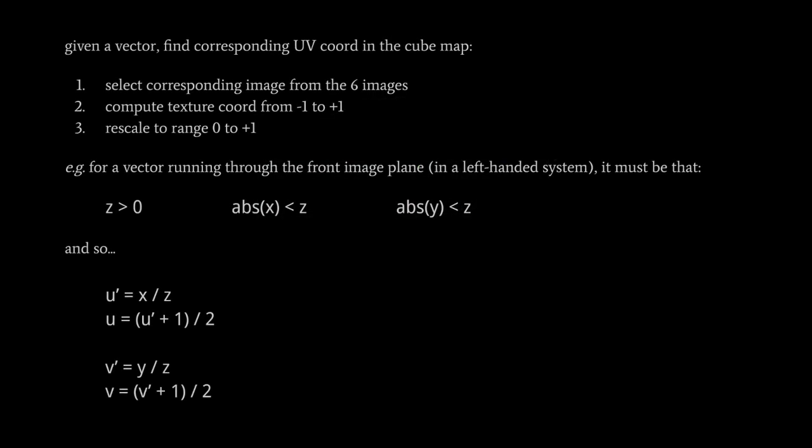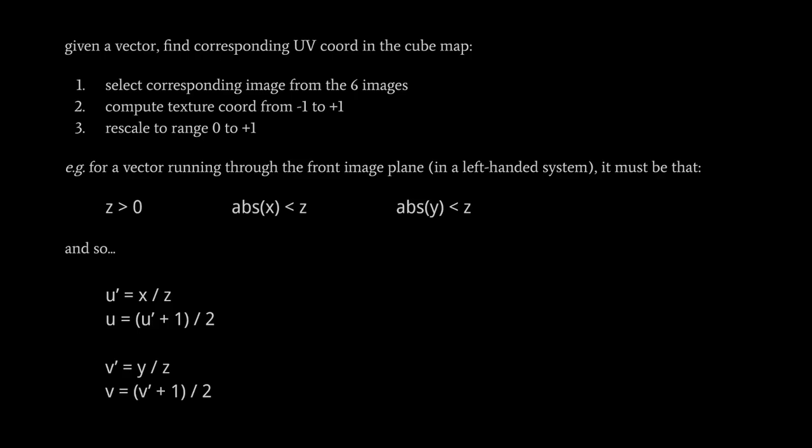When we sample from a cube map, rather than providing a u and v coordinate, we provide a three-dimensional vector coordinate, an x, y, and z. And from this vector, it's computed first which face we are sampling from, and then the corresponding UV coordinate for that face is computed. So given a vector, we select the corresponding image from the six images. We then compute a texture coordinate on that face that ranges from negative 1 to positive 1, but because UV coordinates are supposed to be expressed in the scale from 0 to 1, we then rescale from 0 to 1.